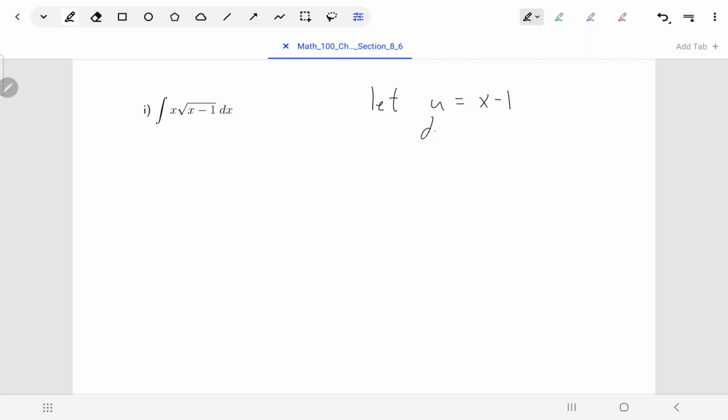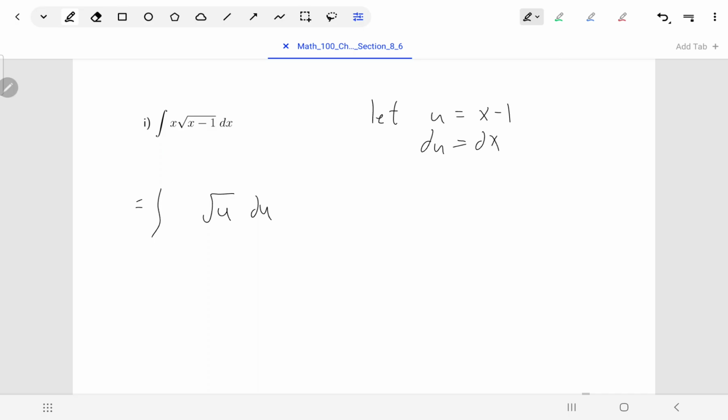I mean, in that case, du would be the same thing as dx, so I could go ahead and replace that. So I would have integral of, instead of square root of x minus 1, it would be square root of u. And instead of dx, it would be du. But then the question is, well, what do I do with the x that's in front? And so here's the other part. If u is the same thing as x minus 1, then that's the same thing as saying that x is the same thing as u plus 1. So actually, I could say instead of x times root of x minus 1, I could say we have u plus 1 times the root of u.